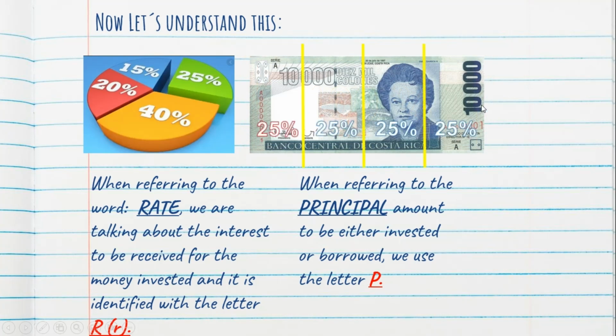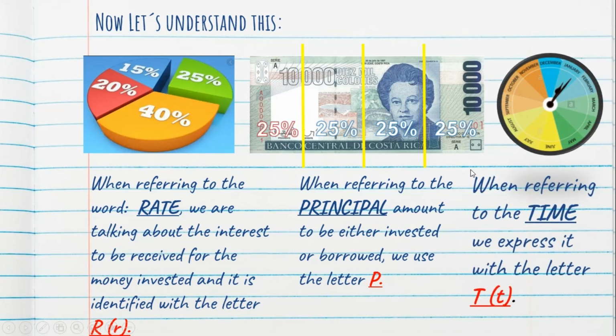Now, in this part, I want to show you that the entire amount can be split into several portions. Why am I doing this? Because you're going to start making calculations with the time. When we are referring to the time, we express it with a letter T, either capital letter or lowercase letter. And this is important because these three red letters are going to be part of the following formula that you're going to learn. I need you to understand what I mean when I say a rate, when I say principal, and when I say time.